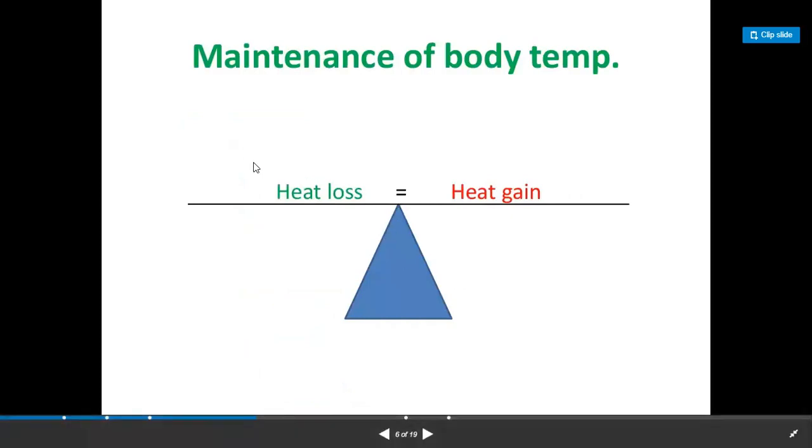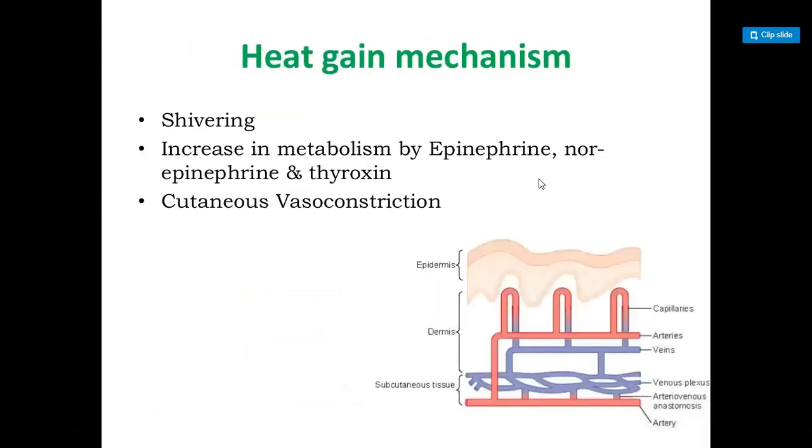Now, here you see your body could initiate heat loss or initiate heat gain, depending on the temperature of the body at the particular time. So how does your body initiate heat gain? Pay attention to this heat gain mechanism. One of the ways for your body to initiate heat gain is through shivering.